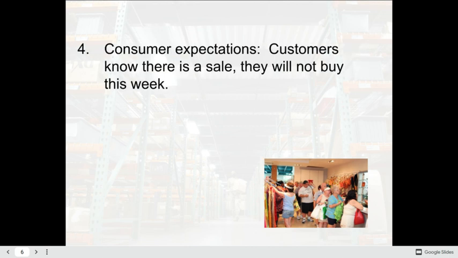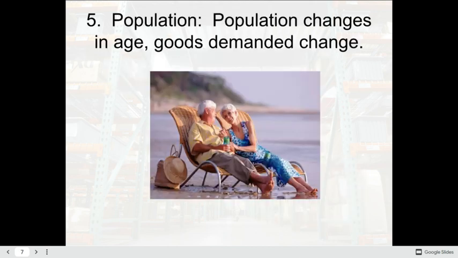Then there are also consumer expectations. If people are able to look forward to a sale in the future, demand in the short run is going to be down. And the opposite is also true. If people know a sale is going to end, then demand is going to be incredibly high.